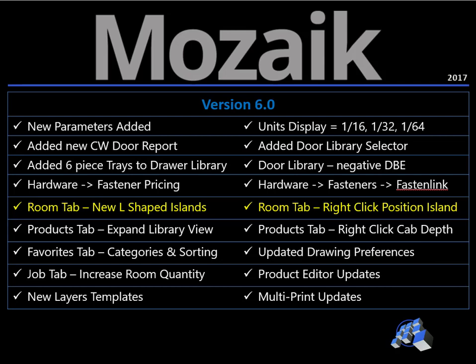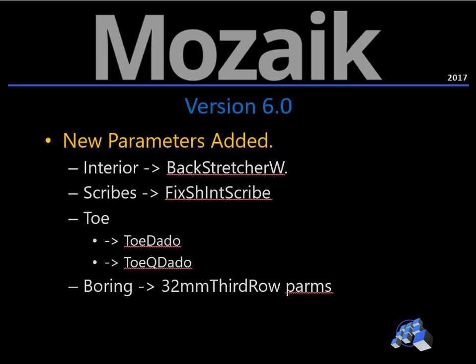We've added new L-shaped islands. We have added a new precise island positioning tool. We've added a few things to the product editor and the product tab as well. The major changes in version 6 have to do with multi-print and the layering system that creates the jobs for multi-print. So let's have a look at the new parameters first.